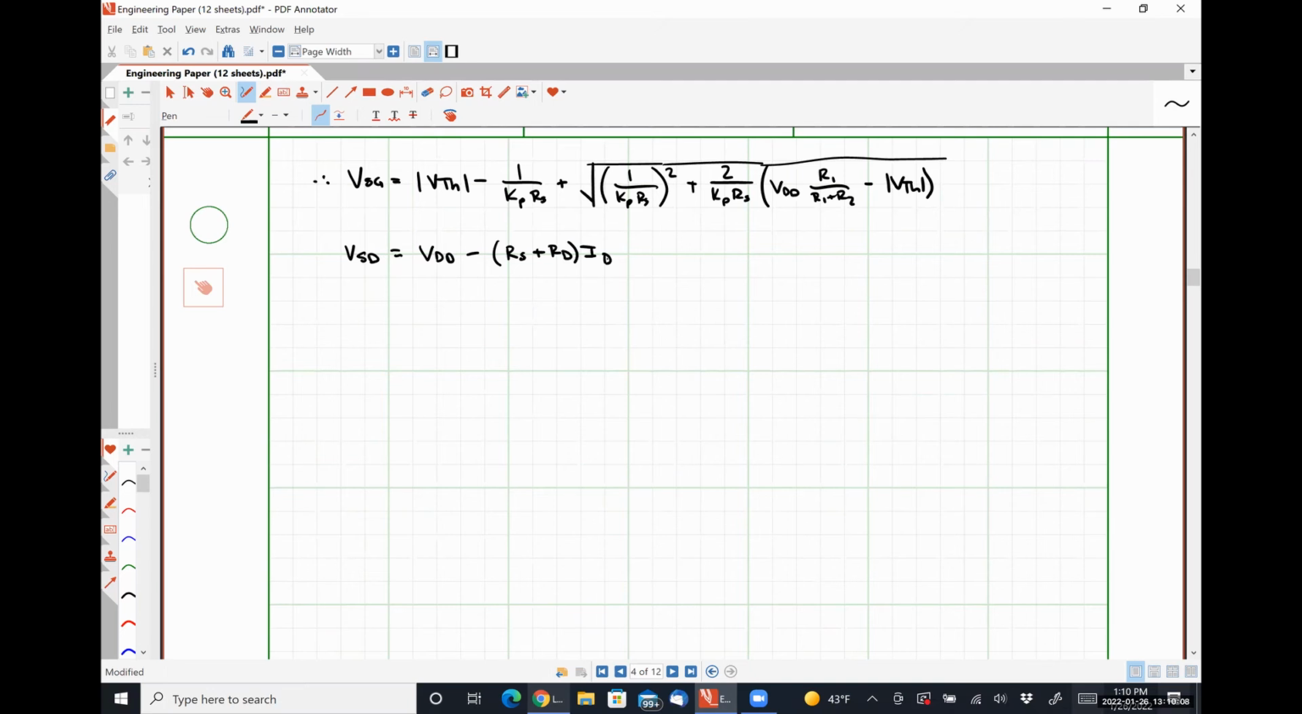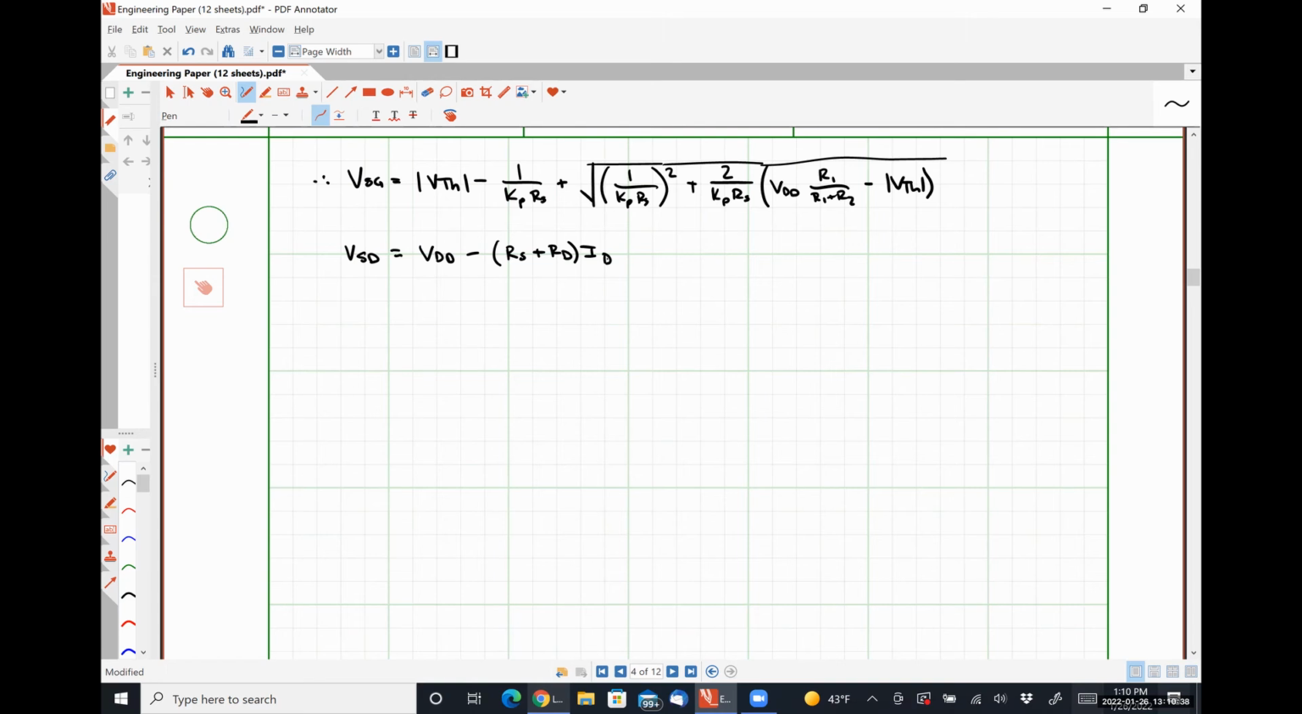And we now have a means to determine whether or not the device is actually operating in the triode region or confirming the saturation region operation. So if this quantity VSD is greater than VSG minus the absolute value of VTH, we guessed correctly. If it isn't, it's in the triode region, and then we need to do our triode region analysis, just like we saw with our NMOS transistors.